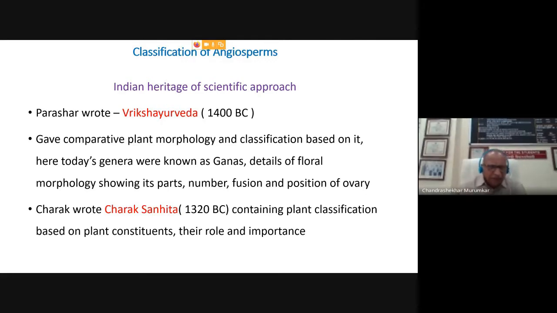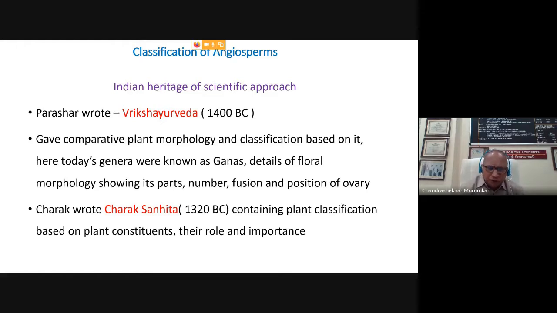Obviously, his disciple later on, who was totally devoted to diseases and their remedies, was interested in finding the role of plants in human hygiene. His name was Charak. Charak was a disciple of Parashar, and Charak wrote what is known today as the Charak Samhita. Both these books have been written in Sanskrit, in the form of shlokas, in Kavita, Kavya.